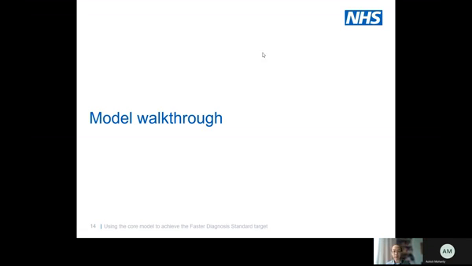So without further ado, I'm going to very quickly shift over to the model, if you'll bear with me just a moment.